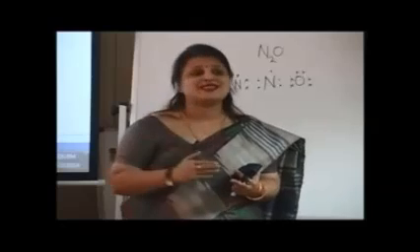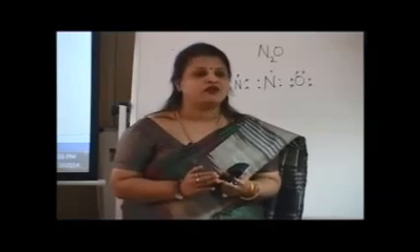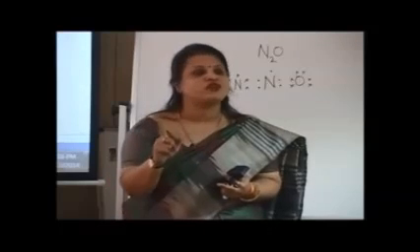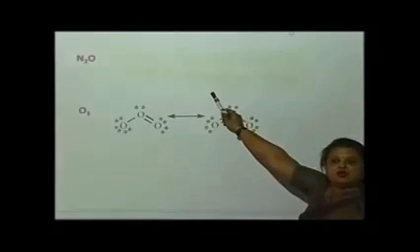Look into the next element down the group, that is phosphorus. Phosphorus is having d orbitals. Phosphorus is capable of forming 5 bonds, but nitrogen will never form more than 3 bonds. If it is forming, it will be with a charge. So this is the Lewis structure.